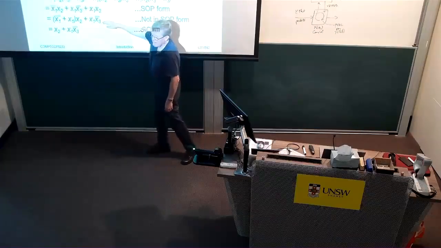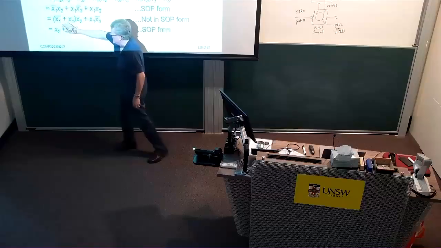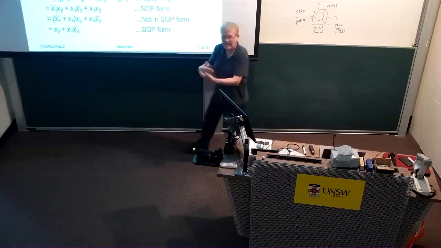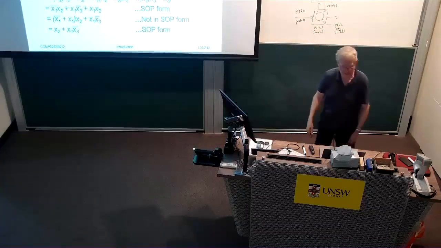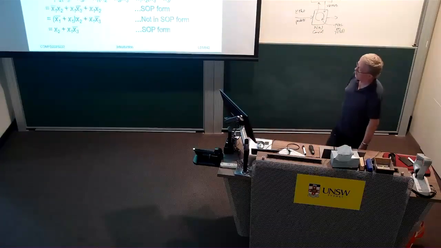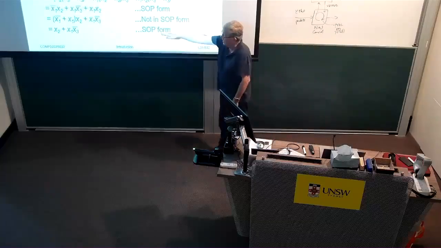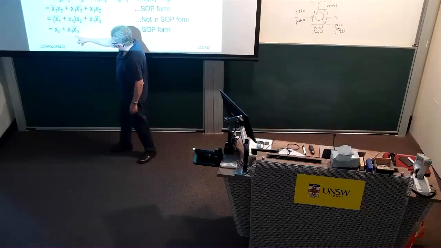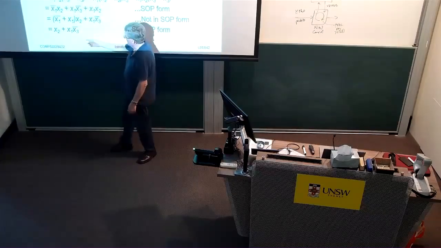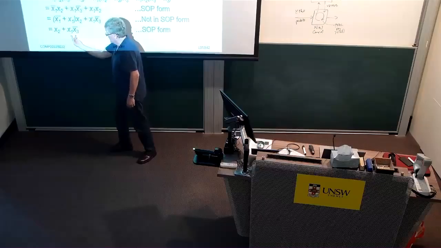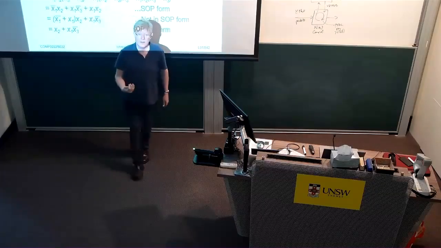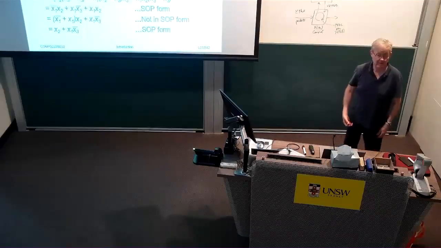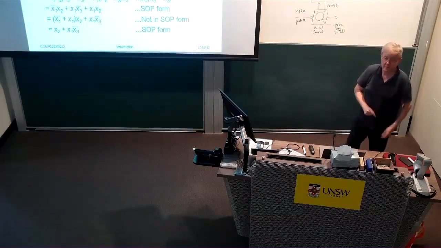This intermediate form is not sum of products because we've got a sum term here with x2, so it's not really in sum of products form there. But the last version is a sum of products. Okay, what's the cost of this last one? Well, we have 1 inverter, 1 AND gate, and an OR gate, so 3 gates. 1 input plus 2 inputs is 3, plus 2 inputs is 5. So 5 plus 3 is 8. Much cheaper than the 32 we had before.